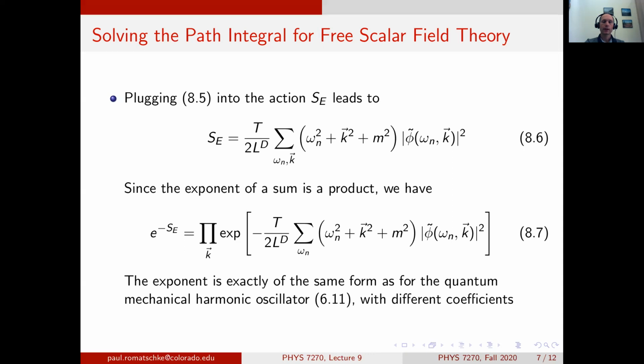The main point now is that this exponent here is exactly the same form as the exponent for the quantum mechanical harmonic oscillator in lecture 6, which we solved already. The only difference being there are different numbers appearing in terms of the sum here.